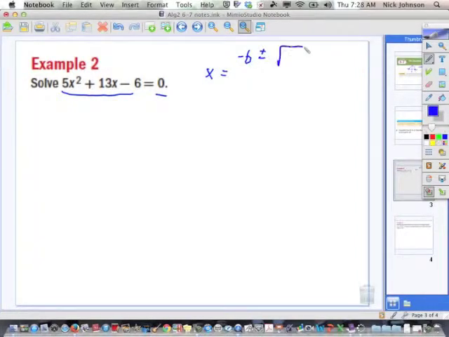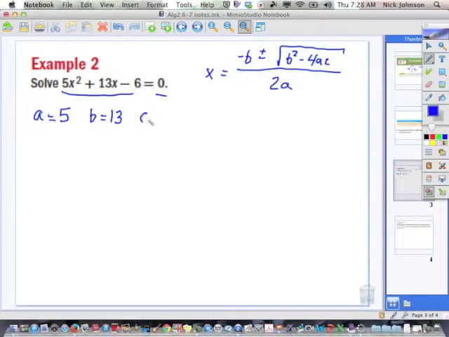So what I'm going to do is find my solutions. All I have to do is plug it into this equation right here. So, what's my a? My a is whatever's in front of my x squared, which is 5. My b is what's in front of my x, which is 13. And my c is my constant, which is a negative 6. Make sure you grab their signs. 5 and 13 are positive, 6 is negative.